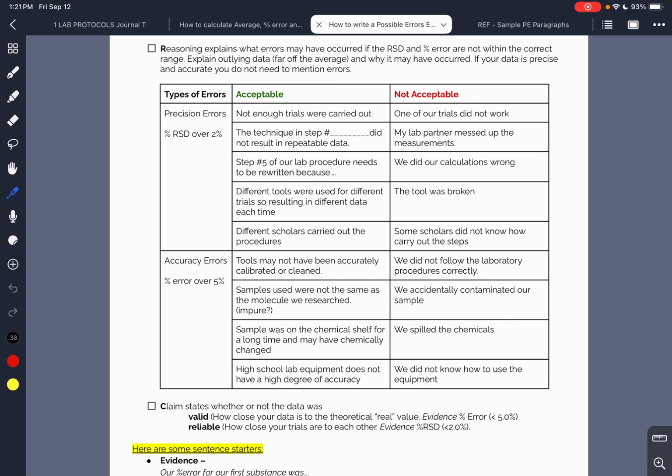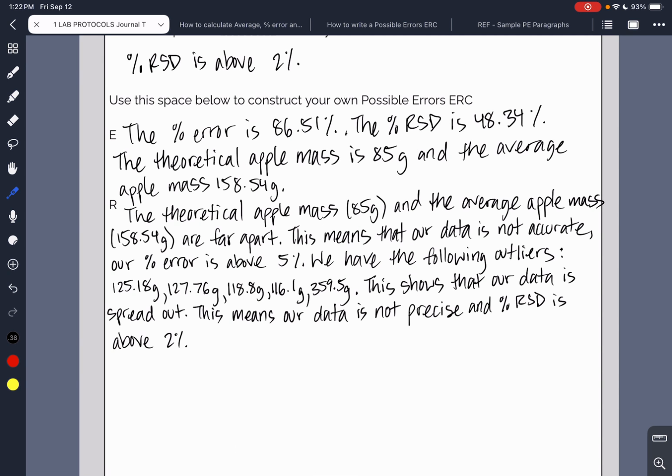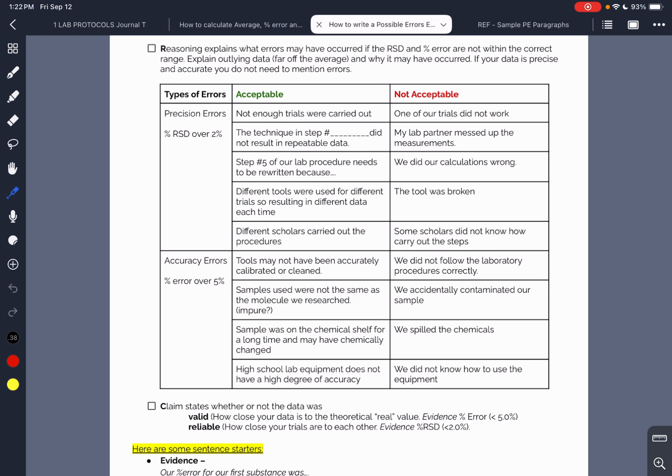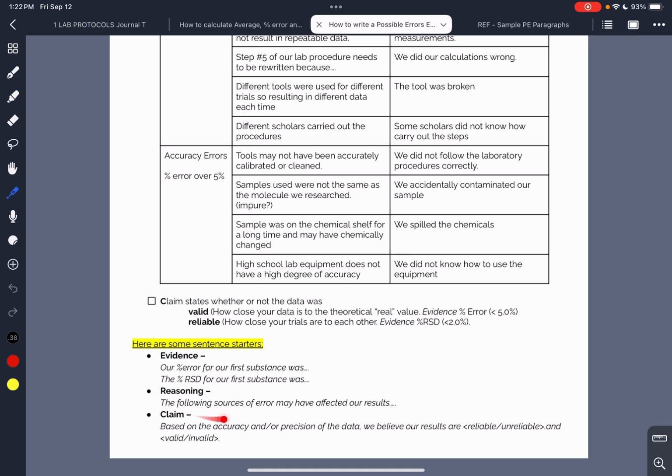So if you have your percent error and your percent RSD both over what they should be, you must talk about each. If only your percent RSD is over 2%, but your percent error is okay, meaning it's under 5, then you just have to talk about precision errors and you wouldn't have to mention any accuracy errors. So this is just to help in your thinking, like what do I need to discuss in this section? So since our data is not precise and not accurate, we must talk about both types of errors. So as a guide, we're going to use this sentence starter. The following sources of error may have affected our results. So let's start with that.